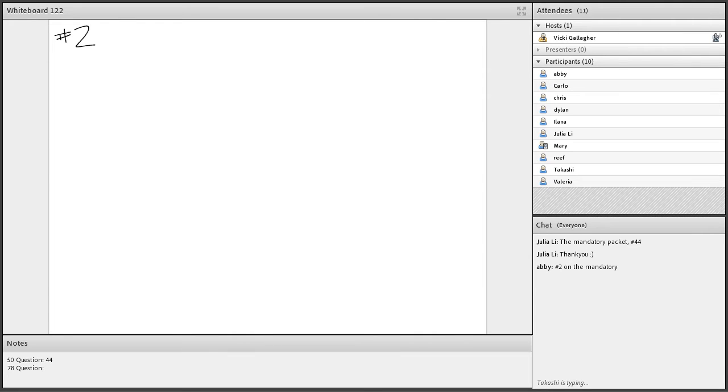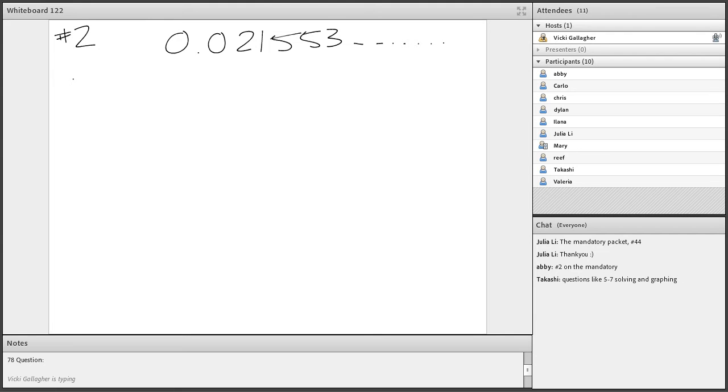So number 2 wants to know what type of number is 0.021553 dot dot dot dot dot dot dot. And those dots are pretty important. And so here's how the number system works. So we have the smallest set of numbers, which are called the natural numbers, also known as the counting numbers. And that's just numbers starting with 1. So 1, 2, 3, 4, and so on. So these are the natural numbers.